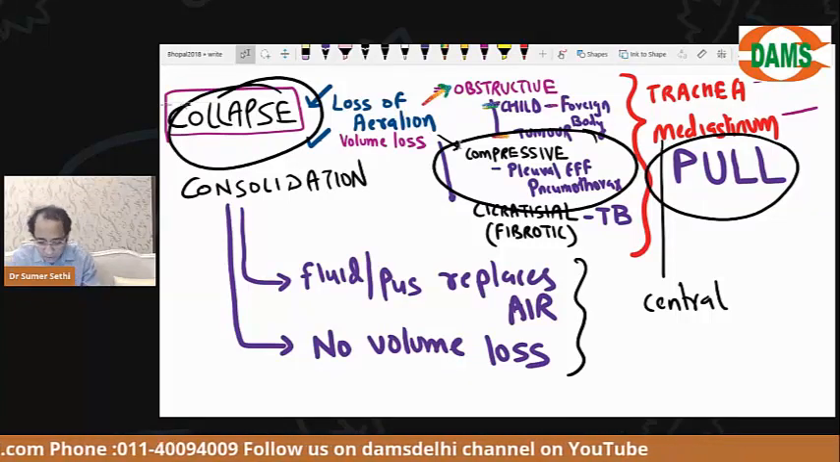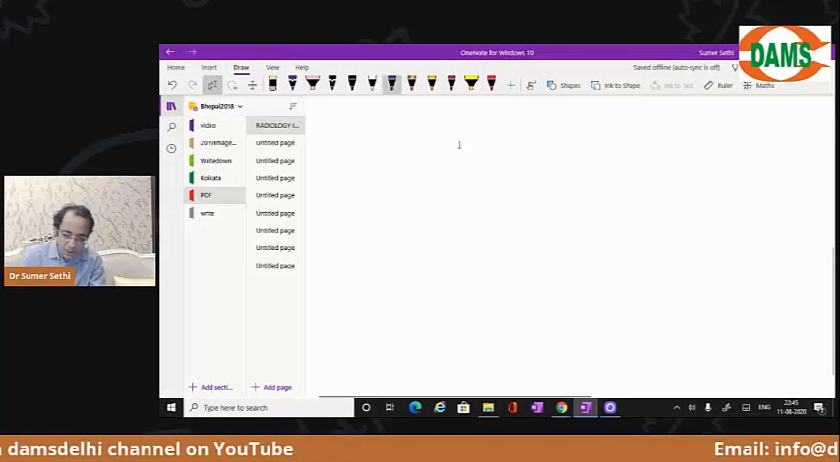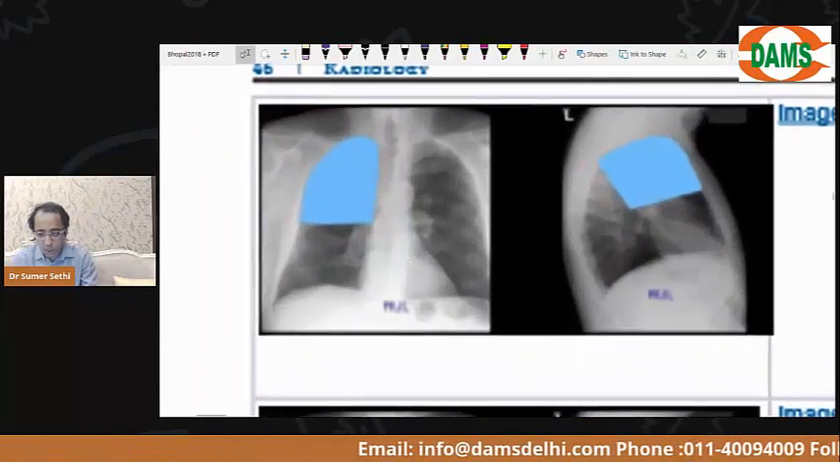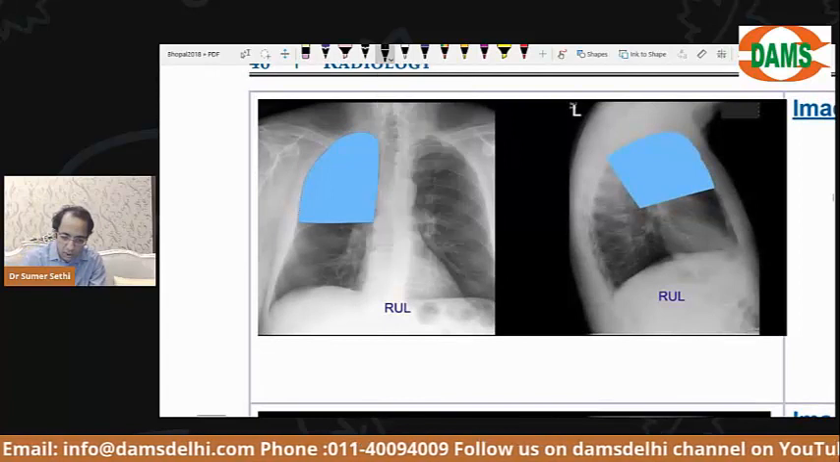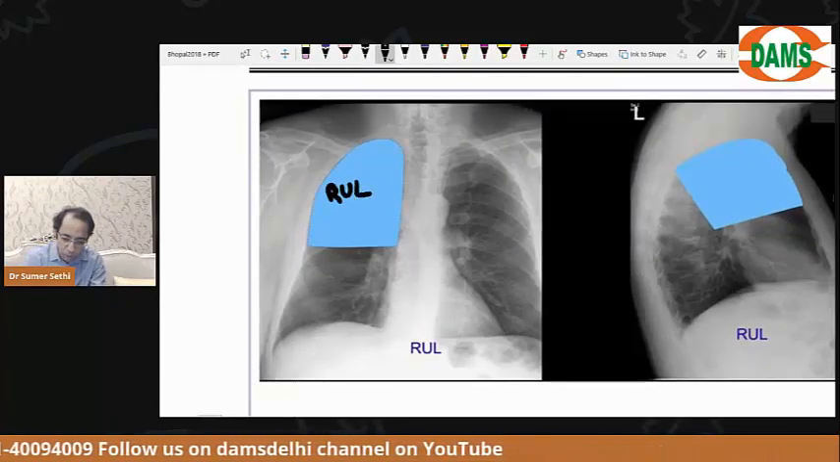Okay, now let's see if you can understand. Once you understand the basics, let's understand more basics, and then we'll gradually come to disease. Now let's understand where the right upper lobe is. This is how, on a chest film, this is where your right upper lobe should be.